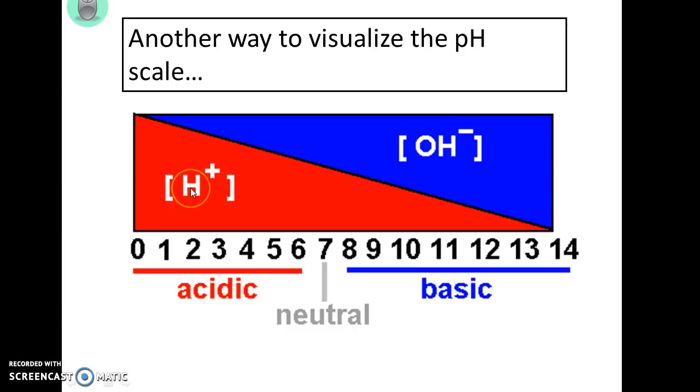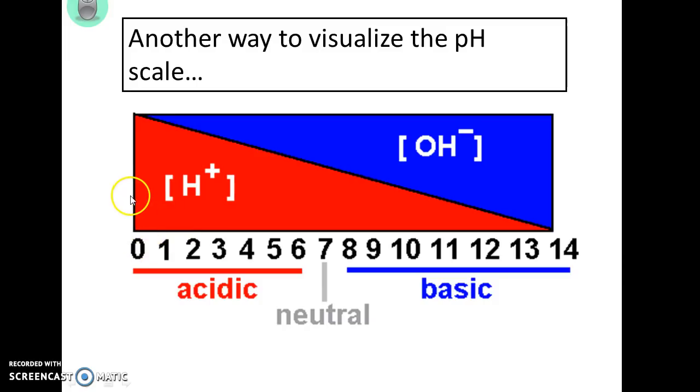7 itself is neutral. And look at 7, which is neutral, there's an equal number of hydrogen ions and hydroxide ions. So what happens when you put hydrogen ions and hydroxide ions together? H2O, 2 hydrogens, 1 oxygen. That's pure water. Pure water is neutral. And then as you have more hydrogen ions in the solution, there are fewer hydroxide ions, and the scale goes down. Below 7 is an acidic solution, and it goes all the way to 0.